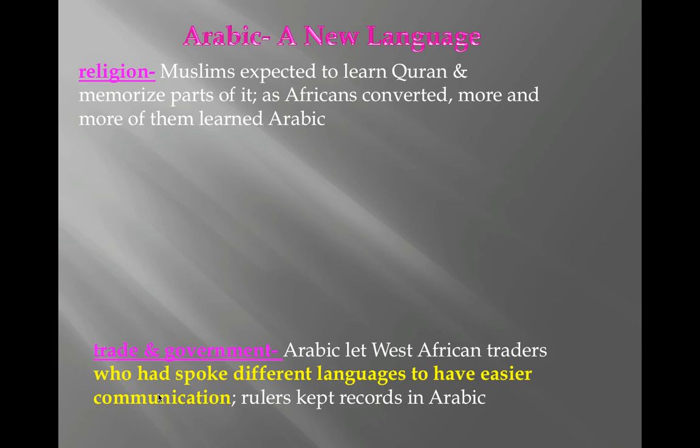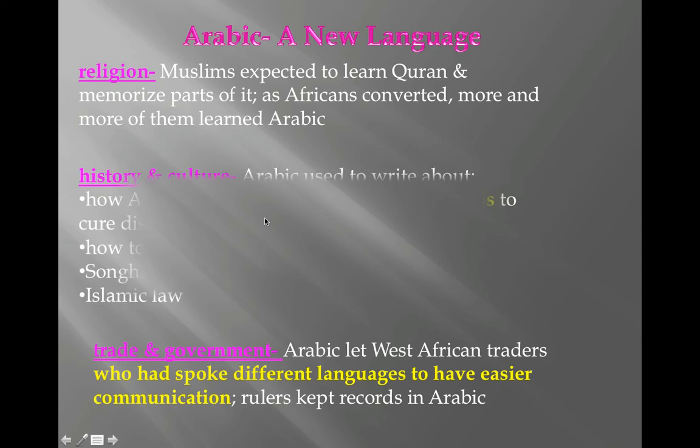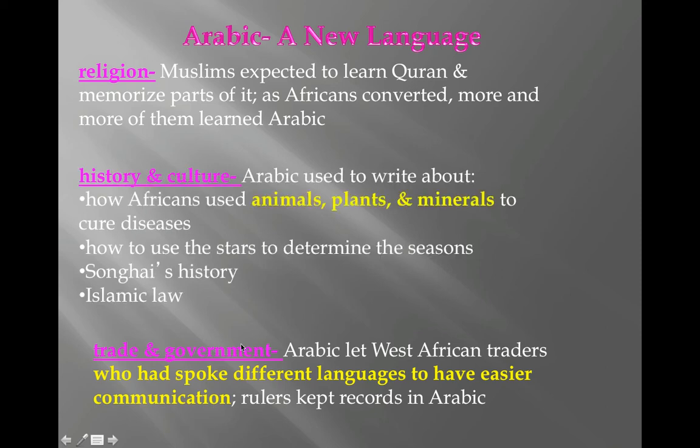Arabic. To understand the Quran, you had to know Arabic. So here we go, right here. It's up here at the top. Arabic is your first fill-in. How did it help traders? Well, just go to the bottom. West African traders who previously had spoken different languages now had easier communication because they had a common language. So that's what you need to summarize in number 12. Provided a common language to people who previously had different languages. This obviously made communication easier because they could speak the same language.